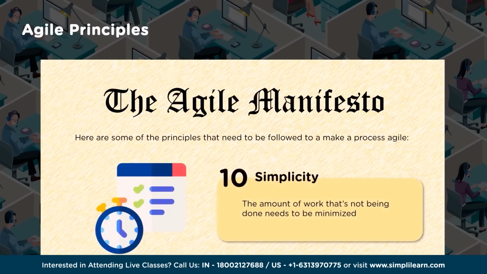Simplicity: the amount of work that's not being done needs to be minimized. Meaning, when we say simplicity, it doesn't mean less, right? It means the appropriate, minimum number of tasks which need to be done, and all non-value-adding activities and processes would be removed. It has to be removed. The more optimized and simpler the handling of things is always good, so that only what is required to be done is done. So it is very clearly visible and there will be clarity.